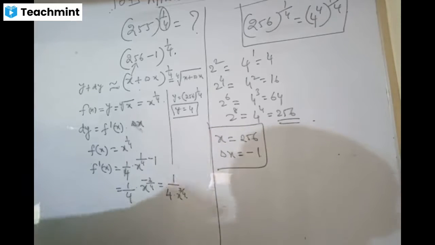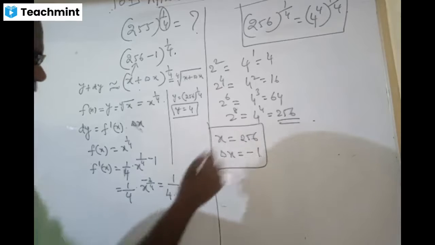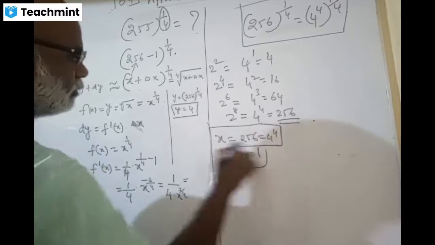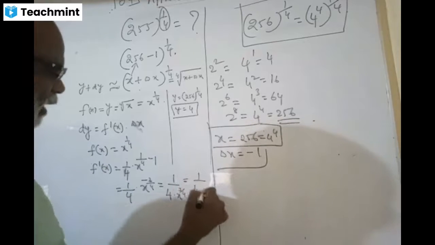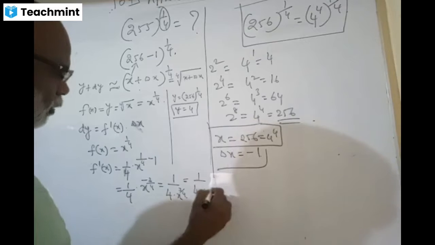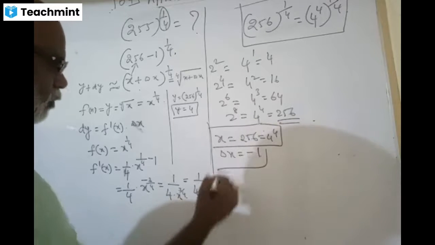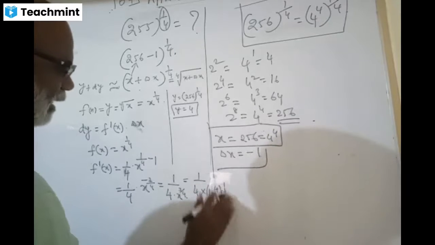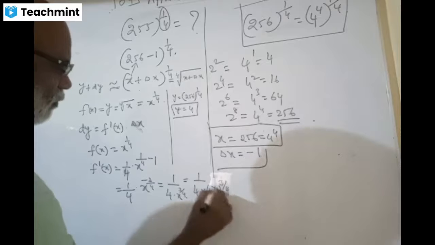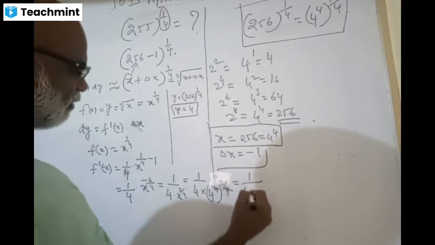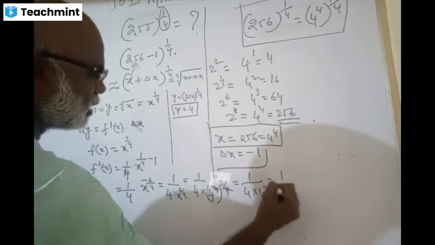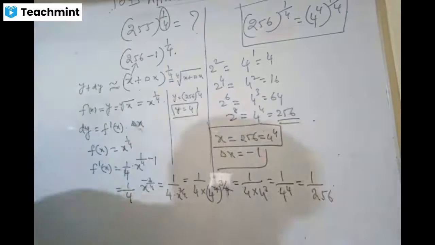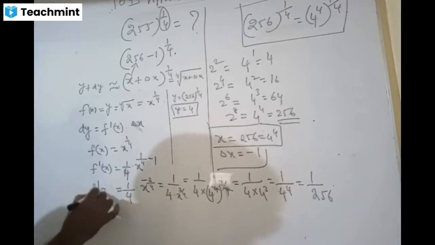So you find out the x value. My x is 256 here, or you can write 4 power 4. So 1 by 4 into 4 power 4, whole power 3 by 4. It is nothing but 1 by 4 into 4 cube, that is 1 by 4 power 4, that is 1 by 256. This is f dash x.